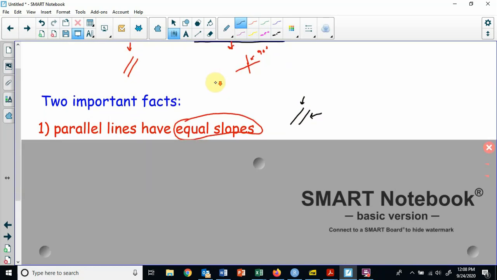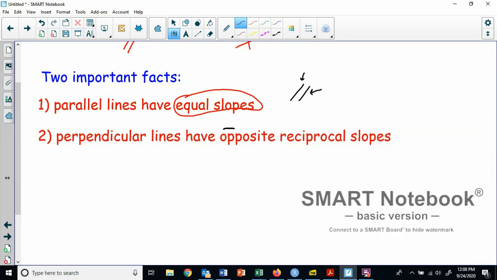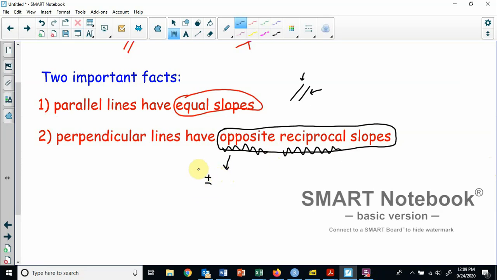Now, perpendicular lines have a funnier fact. They don't have equal slopes, but they have opposite reciprocal slopes. Whew, that sounds like a mouthful, but we've actually studied these two words, opposite and reciprocal, way back in chapter 1. So opposite means that's dealing with negatives and positives. So that means whatever the slope of this line is, the perpendicular line here is going to have a slope that is opposite signed. So it's talking about negative or positive. So if this solid one is positive slope, this dotted one's going to have a negative slope.